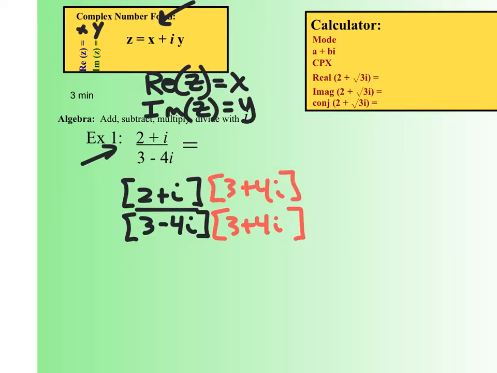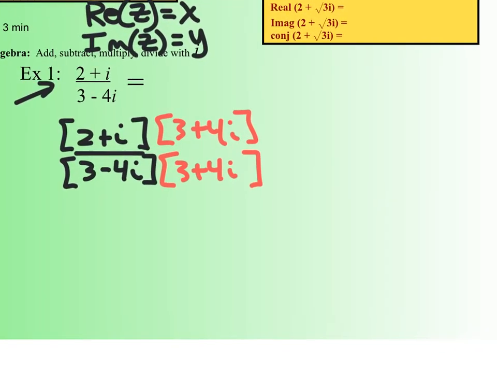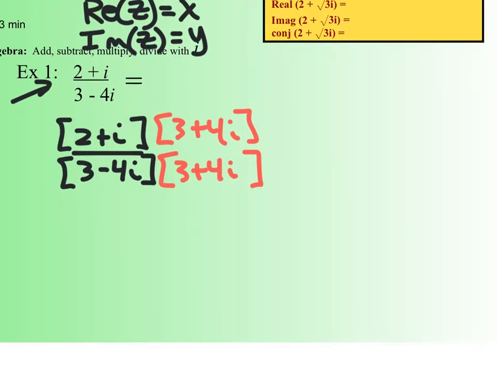So that's going to require me to FOIL on the top, but on the bottom, because those two are conjugates, all I have to do is first and last, right? Because those outside and inside terms will cancel. So in the denominator, I get 9 minus 16i squared.